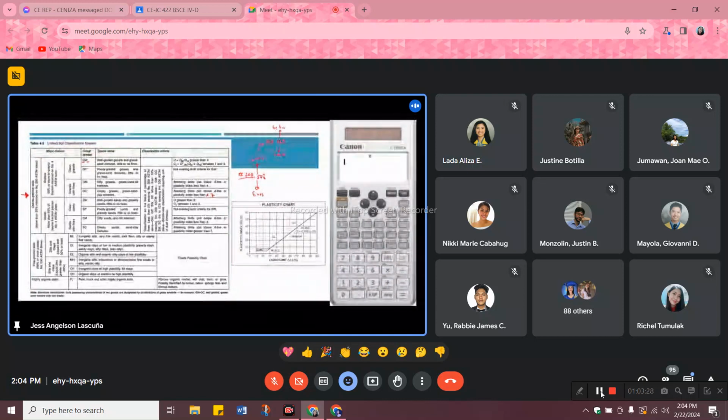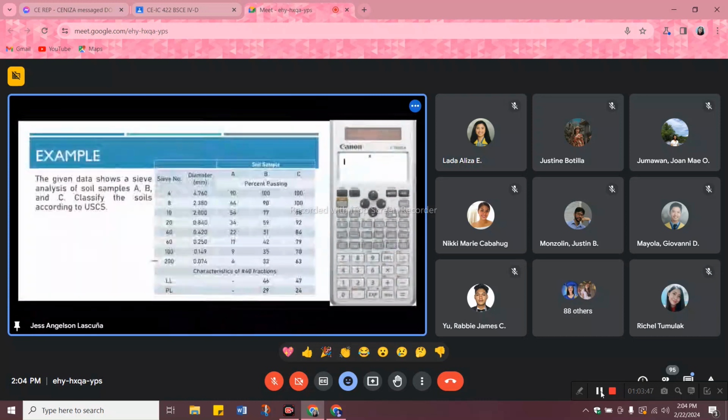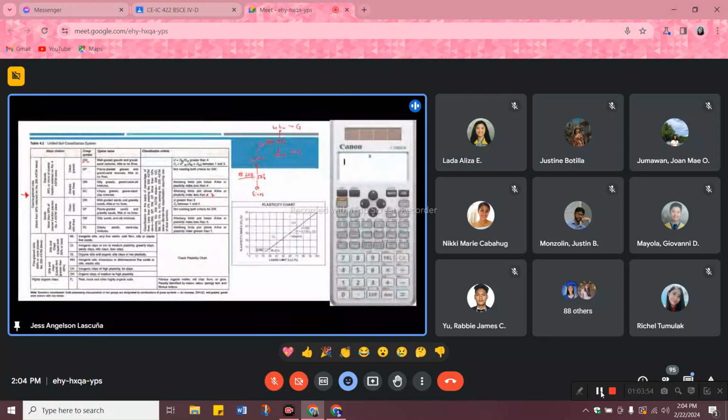Okay? So there is gravel and then there is sand. In the soil classification, the number 4 sieve is 2 mm, but here it is 4.75, since we are using USCS. So in USCS, the number 4 sieve is 4.75 mm. Everything that does not pass this sieve is the gravel.